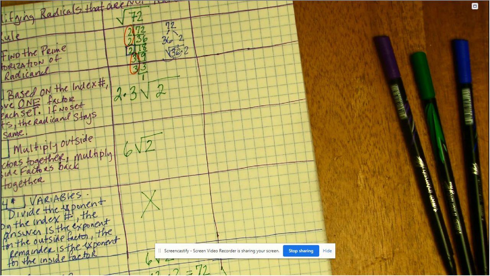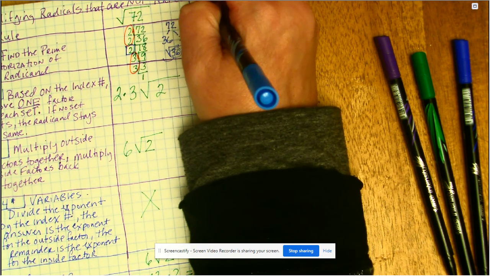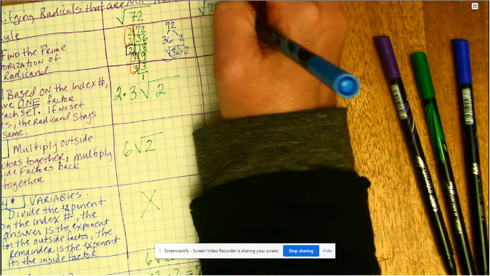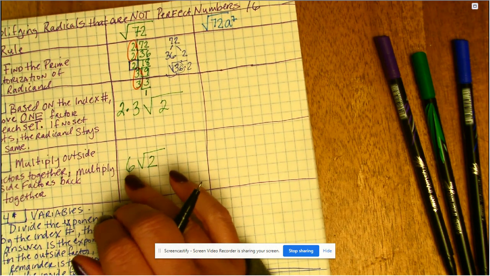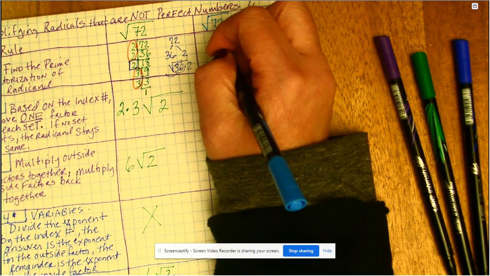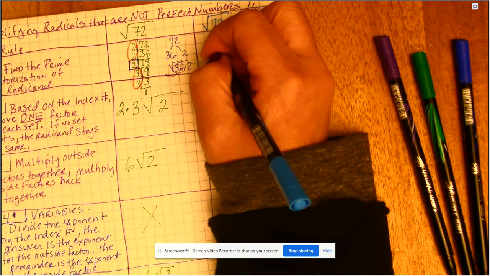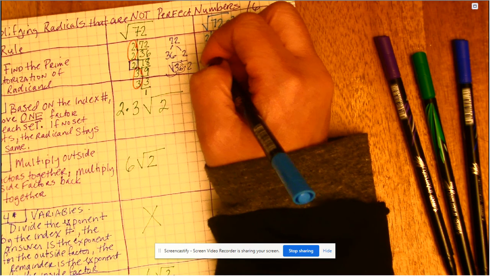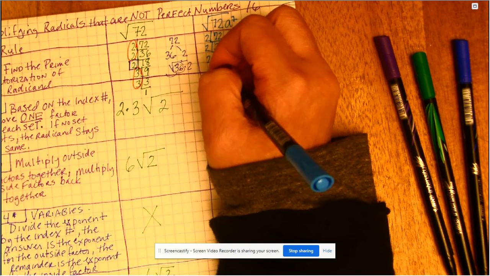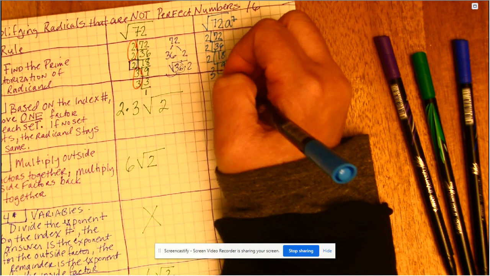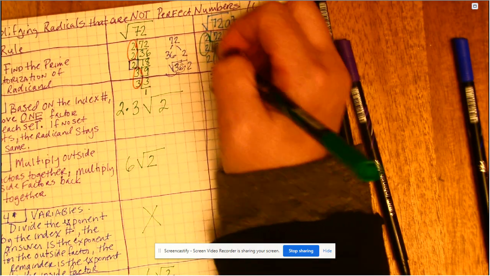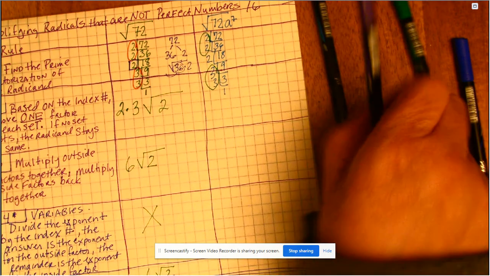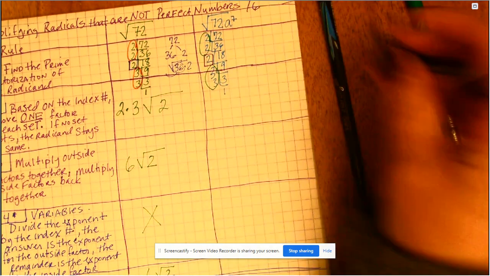So let's look at another one here. What would happen if we added variables to this? Well, let's look at the square root of 72a to the 7th power. So we already know the birthday cake for 72, at least we should, right? We're going to have a 2, 36, 2, 18, 2, 9, 3, 3, and 3, 1. We know that we have a set of 2s, and we have a set of 3s, and this 2 stays inside.